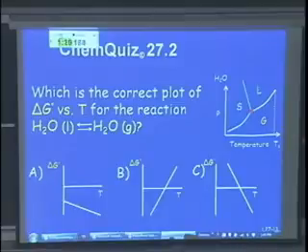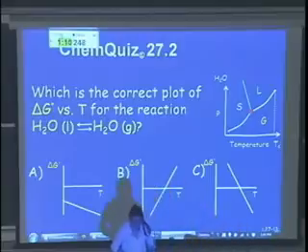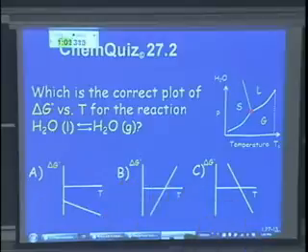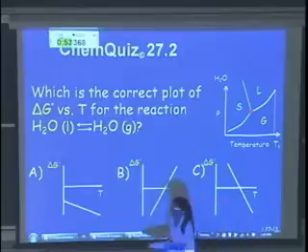So just imagine liquid water sitting here. Is delta G negative? No, okay, that's the first step. Now then you increase the temperature, what happens to delta G?